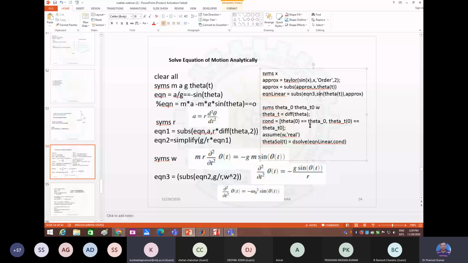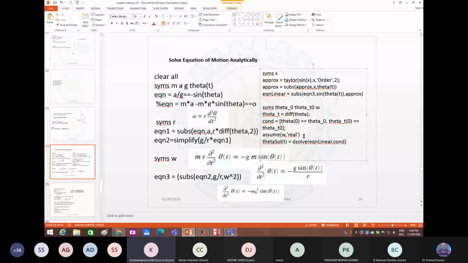After that, this theta t is the differentiation of theta, and the condition is theta 0 at t equal to 0. Assume w is real. Why are we writing here w assumed as real? Because in symbolic mathematics, always both the real and imaginary parts are taken. If you want to take only the real parts, then we must write real.